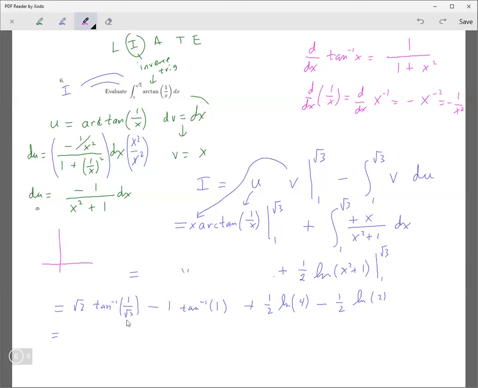So let's see here. The inverse tangent of 1 over square root of 3, that's going to be an angle. If you draw an angle right here, the tangent is going to be 1 over the square root of 3. This is pi over 6. Okay, so this is pi over 6. And inverse tangent of 1, that will be where you have 1, 1, root 2. This is pi over 4. So this one's pi over 6 from here, and this is pi over 4 from here, this angle here.